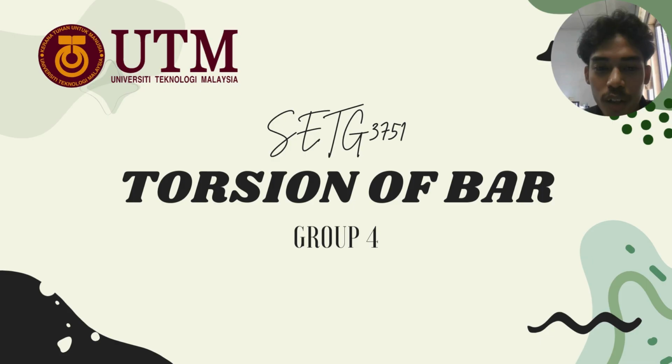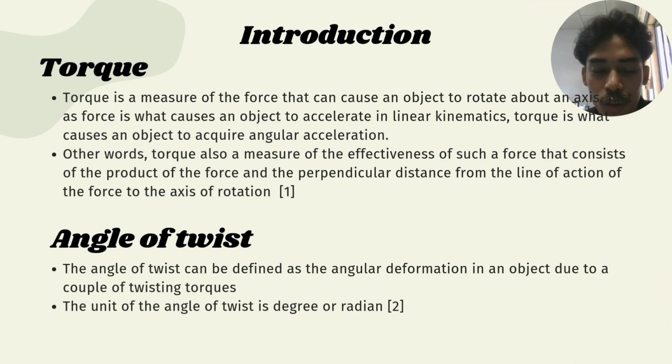So, our group today is doing experiment 6, which is torsion of bar. So, for the introduction, we have what is torque. Torque is a measure of the force that can cause an object to rotate about an axis, just as force is what causes an object to accelerate in linear kinematics. Torque is also what causes an object to acquire angular acceleration. In other words, torque is also a measure of the effectiveness of such a force, which consists of the product of the force and the perpendicular distance from the line of action of the force to the axis of rotation.